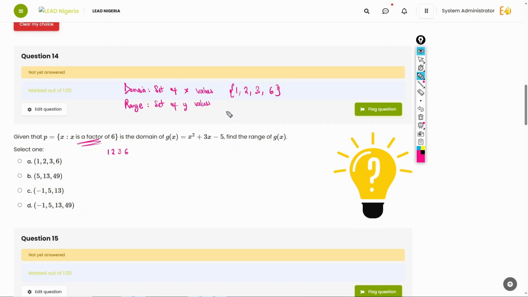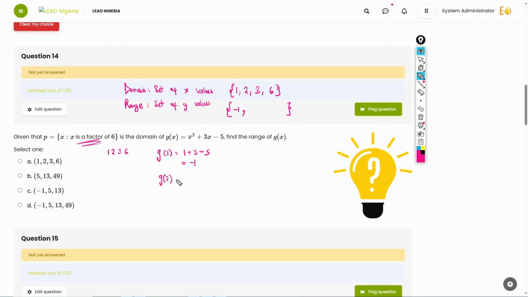All right, now they're asking you what is the range of the function. So what are the possible y values you can get? So let's plug into the function. So g of 1 would be 1 plus 3 minus 5. That should give us -1. So that's -1.